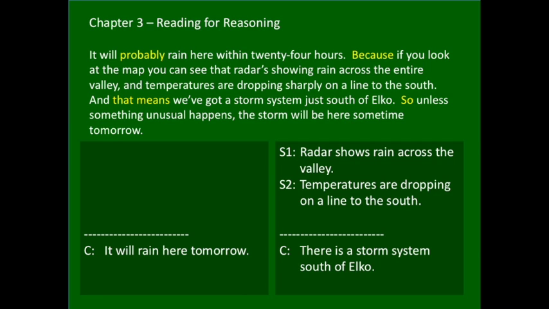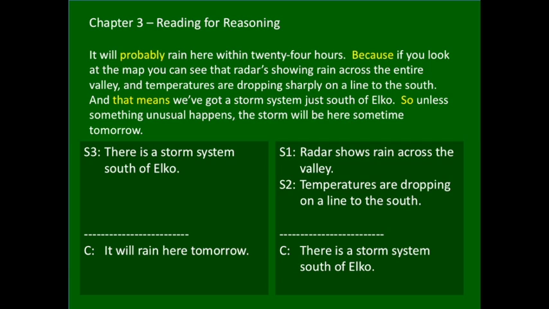Now, when you first read through this article, it will probably rain here within 24 hours because, if you look, you might have thought that the information in the second sentence would support the first sentence. But taking the whole article together, this is a better way of mapping things out. Again, we're told, and that means we've got a storm system south of Elko, so unless something unusual happens, the storm will be here sometime tomorrow. The word so lets us know that the fact that there's a storm system south of Elko provides support for the conclusion that it will rain here tomorrow. We've got a storm system just south of Elko, so the storm will be here sometime tomorrow.